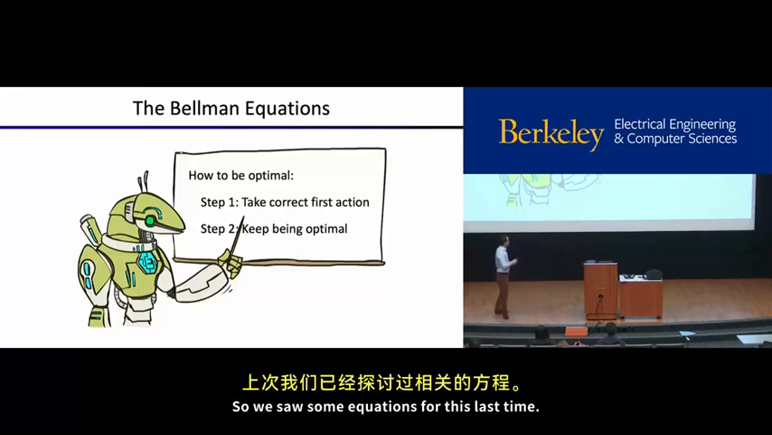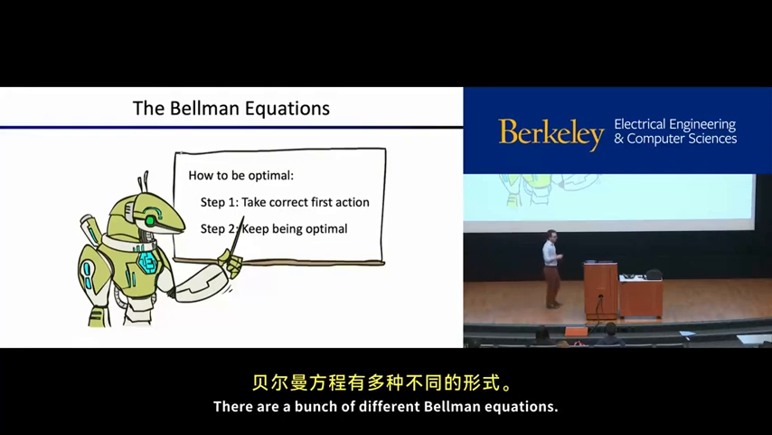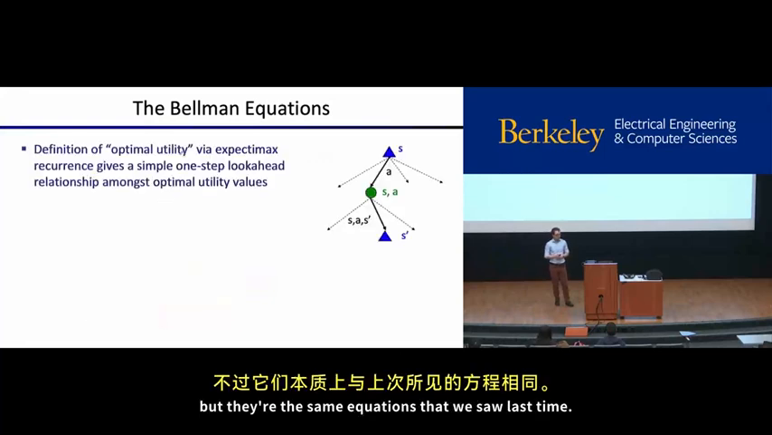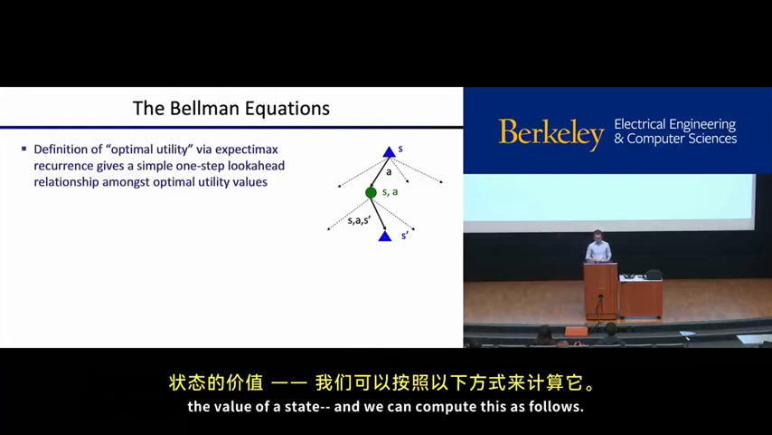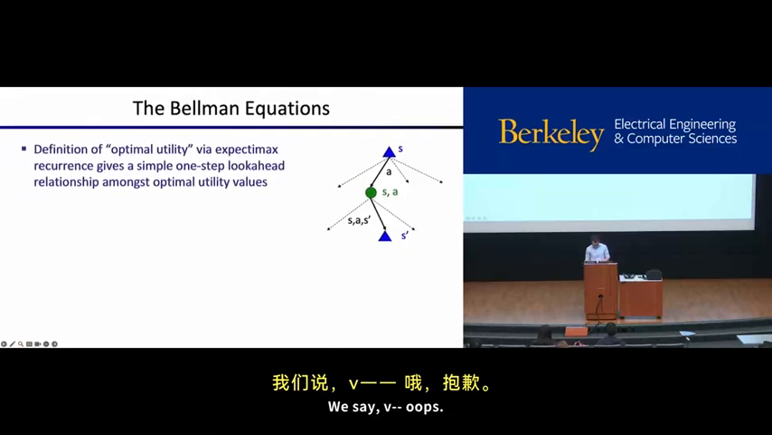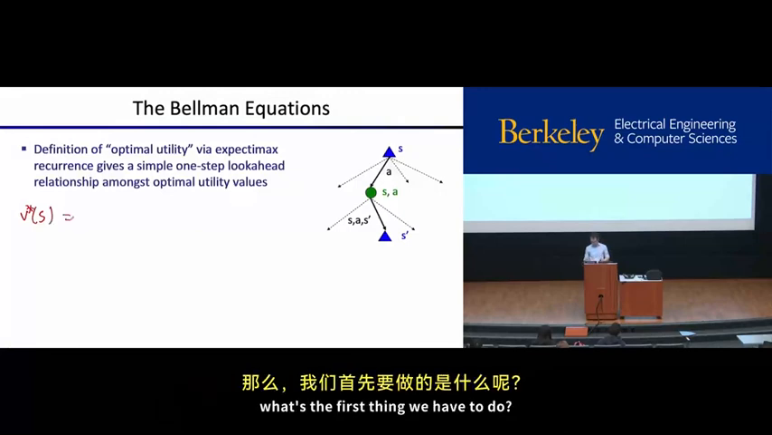So we saw some equations for this last time. These end up being called the Bellman equations. There are a bunch of different Bellman equations. We'll take you through a variety of them today. But they're the same equations that we saw last time. When we looked at this Expectimax tree, we said, okay, what's the value of a state, right? The value of a state, and we can compute this as follows. We say, okay, V of S, and this will be the optimal value of S, is equal to, well, what's the first thing we have to do?